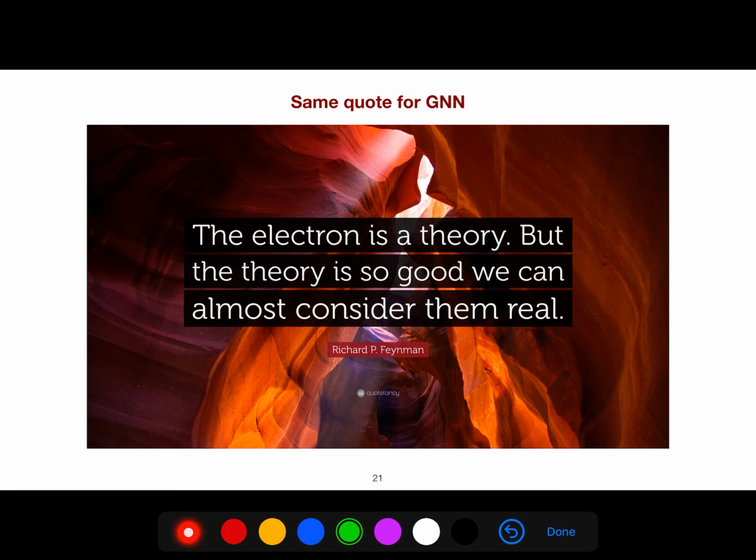The electron is a theory, but the theory is so good we can almost consider them real. This is a quote by Richard Feynman. You can think about graph neural networks the same way, although it is still at its infancy, at its basic theoretical development, but you can still use it for practical purposes, practical problems.